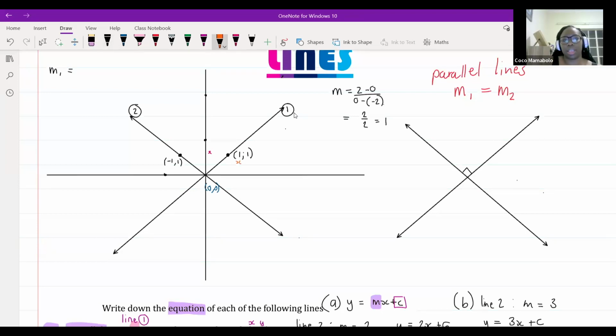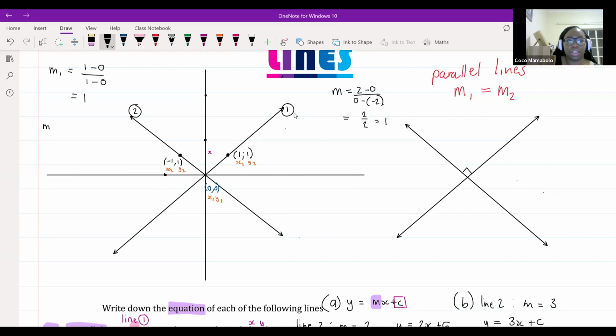Okay, we can make this x2 and y2, and we can make this x1 and y1. Remember that both graphs share the origin, so I'm going to make this x2 and y2 as well. Now, if we calculate the gradient of line 1, I'm going to get 1 minus 0 over 1 minus 0. And that's going to give me 1 over 1, which is just 1.